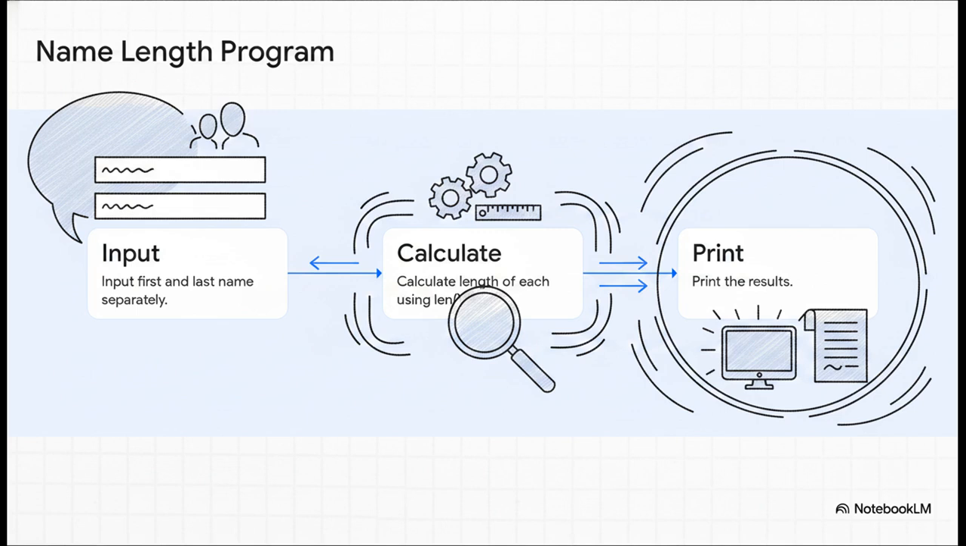We want an app that asks for a user's first and last name, analyzes it, and tells them exactly how long their name is. So, step 1, we grab the inputs. Let's say the user types Alan for the first name and Turing for the last. Step 2, we use our trusty len function to calculate the characters in each name. And step 3, we print those results out in a nice, readable sentence.